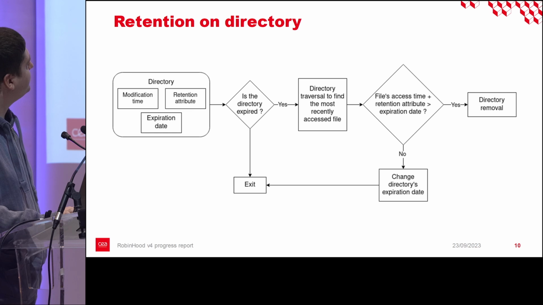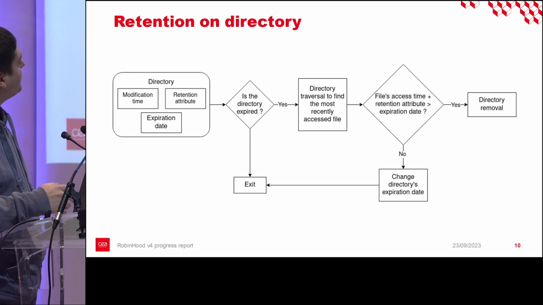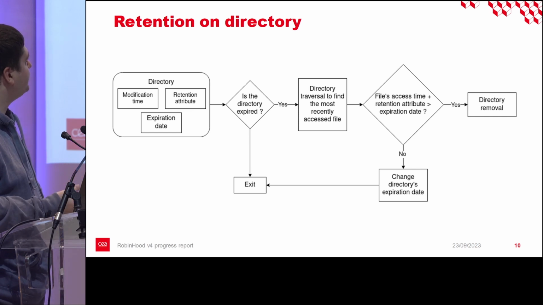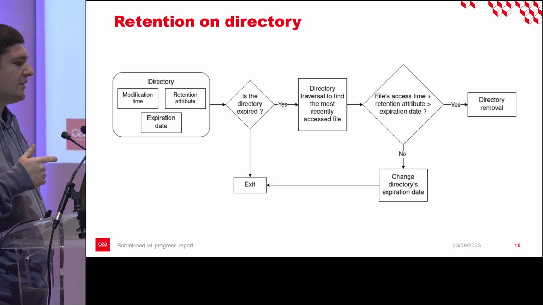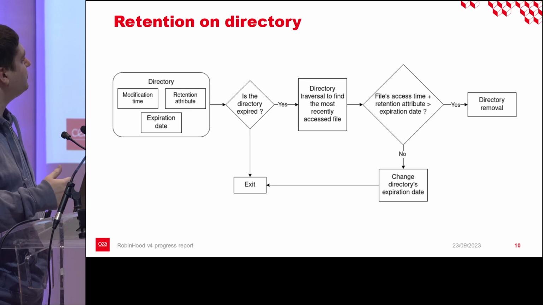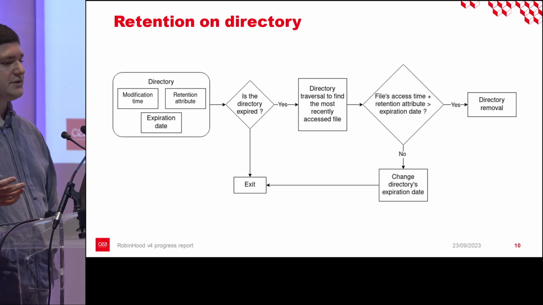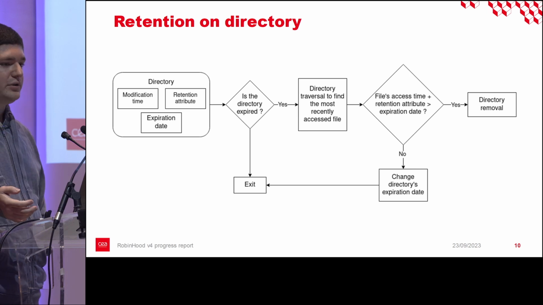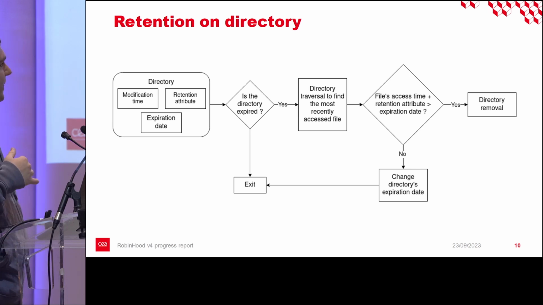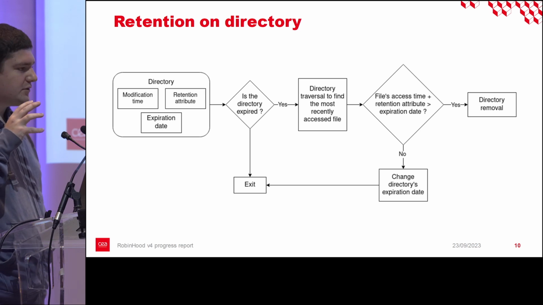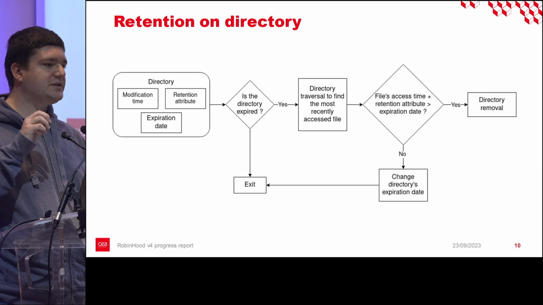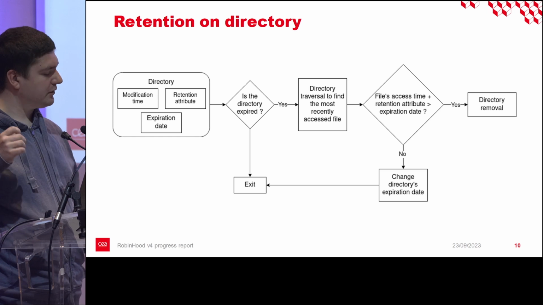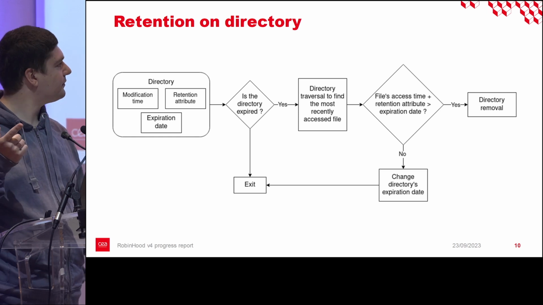When we check a directory to know if it is expired, we retrieve the 3 parameters for this calculation: the modification time of the directory, its retention attribute as set by the user, and the expiration date as computed by RobinHood. The first question we ask ourselves is, is the directory expired? If it isn't, we simply exit the program because we have nothing to do. But if it is, we'll do an additional step, which is to traverse the whole directory to find the most recently accessed file in it. So the file which has the most recent either access time or modification time.